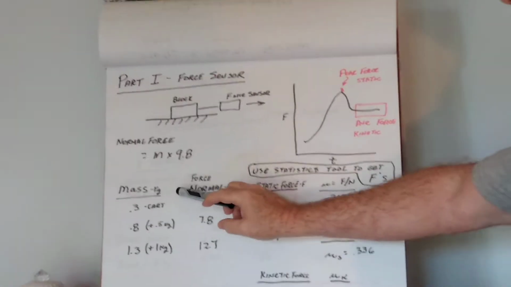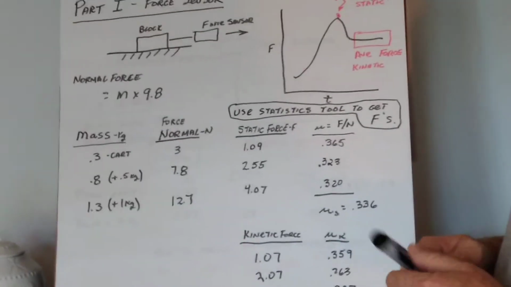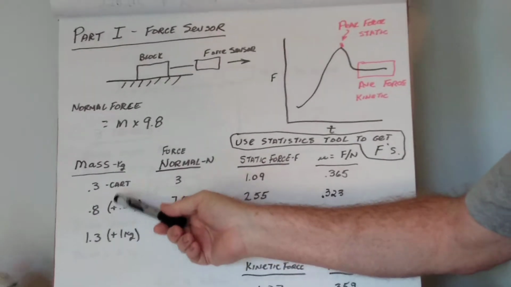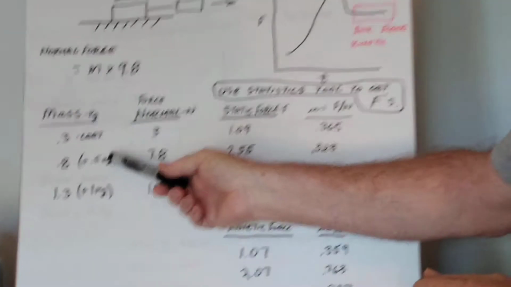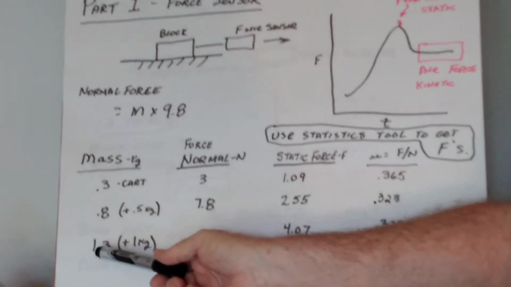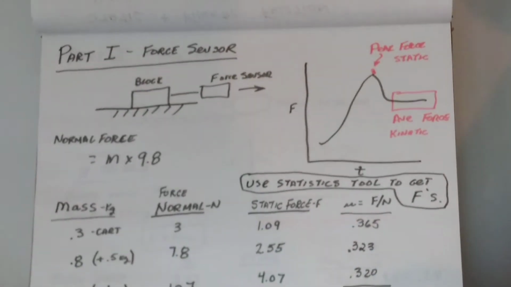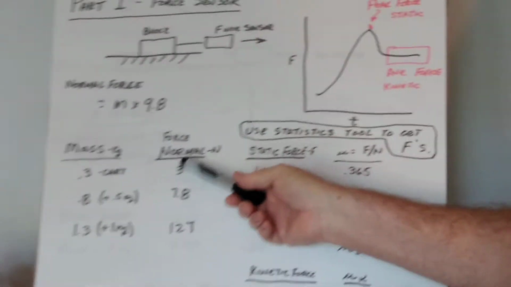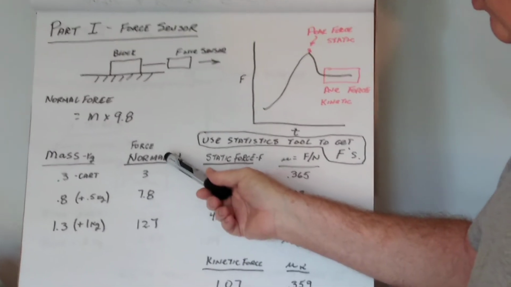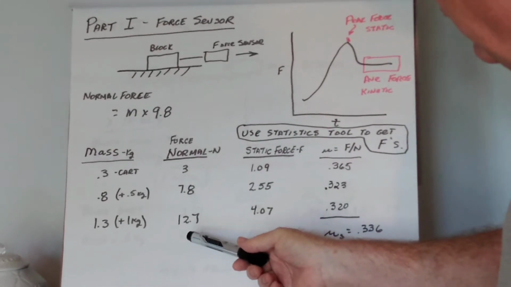If we look down here at this chart, we do 3 runs or 3 scenarios. The cart itself weighs about 0.3 kilograms. We do a second run with the cart plus a 5 kilogram weight added to it. And then our third run will be 1.3 kilograms, which is the cart plus a 1 kilogram weight added to it. How we calculate the normal force is the mass times 9.8. So our normal force will be 3, 7.8, and 12.7.